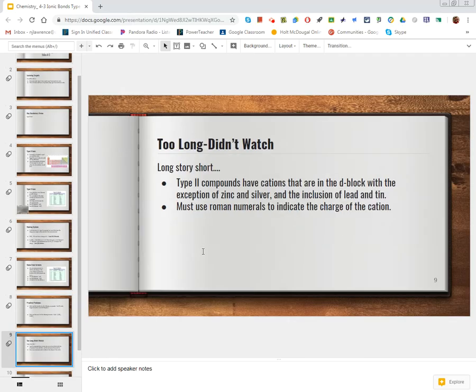All right. So long story short, type 2 compounds have cations that are in the D block. These D block elements have multiple oxidation numbers, and so we have to show Roman numerals to indicate the charges. Our exceptions here are zinc and silver. They only have one oxidation number, and so therefore we don't use the Roman numerals for them. But then we also include lead and tin. Even though they're not in the D block, even though they're in the P block, we're still going to include them because they have multiple oxidation numbers.